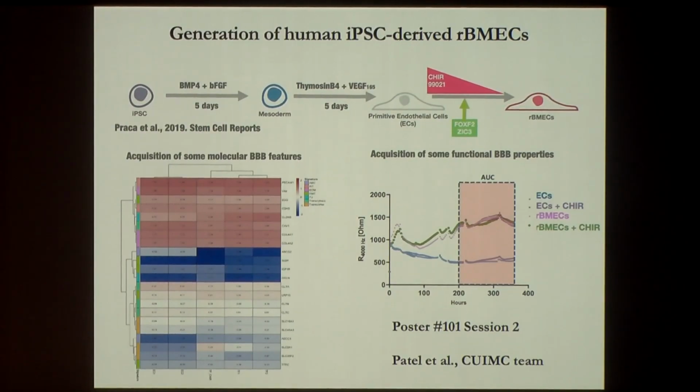You're going to hear a lot more about this in session number 2, poster 101 from Ronak, who is here in the audience. But basically the protocol is to generate generic endothelial cells using this well-established protocol and then force them to acquire BBB properties by transducing them with BBB-specific transcription factors FOXF2 and ZIC3 and exposing them to a Wnt agonist. And we are getting some of these properties. So what I'm showing here are the generic endothelial cells, and then these are the ones that express BBB properties. And you can see that some of the transcripts that are highly expressed in the BBB begin to be expressed. And these cells also acquire a higher transendothelial electric resistance.